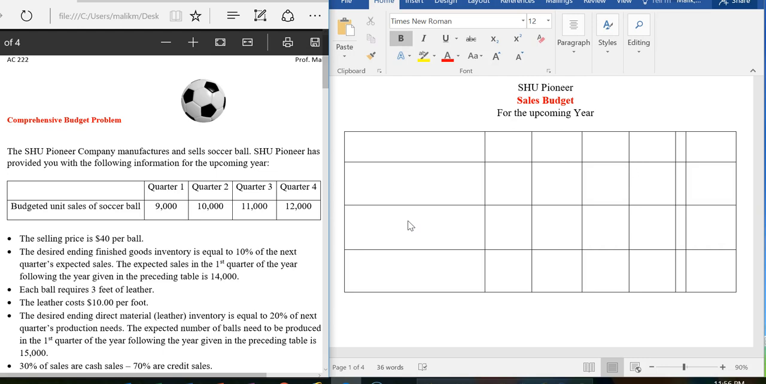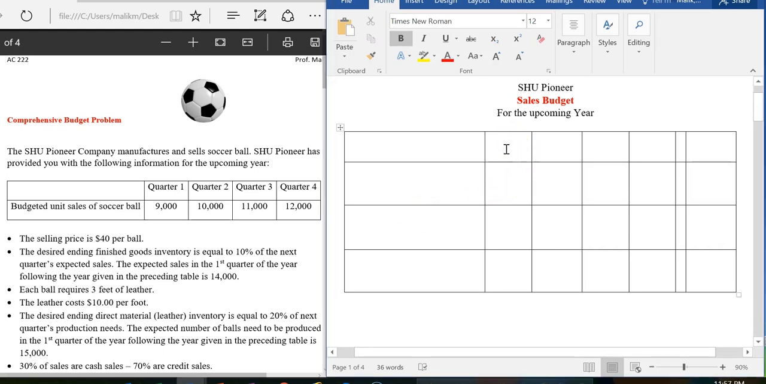And please remember, you have one assignment, which is just like this comprehensive budget problem. You need to solve that big comprehensive budget problem, and you have to upload it on Blackboard by April 5th. So now let's do this comprehensive budget problem.